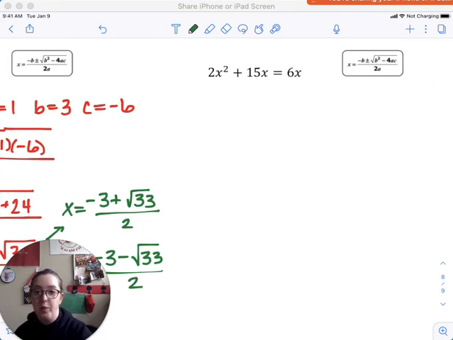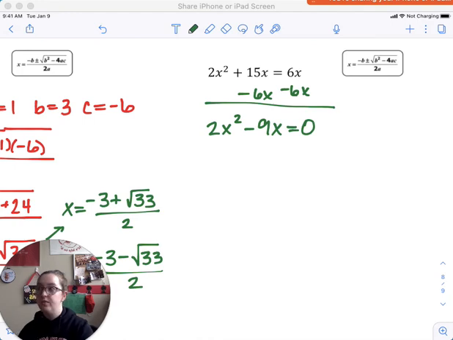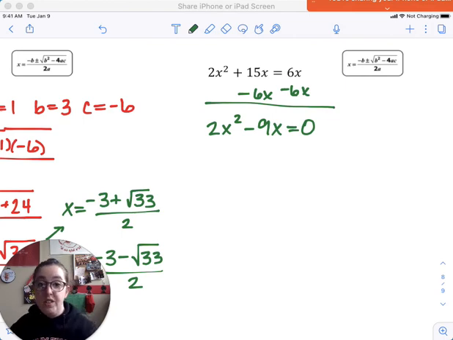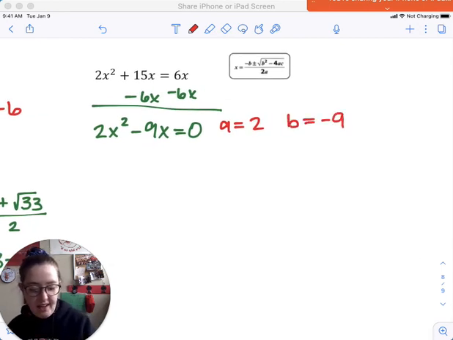So in this equation, remember, we want to get this equal to 0. So we're going to go ahead and subtract that 6x from both sides. So we have 2x squared minus 9x equals 0. So let's figure out what a, b, and c are. A is the number in front of x squared, that's 2. B is the number in front of x, so that's -9. C is the number without an x. Now, I don't have one of those, so that means C is equal to 0.